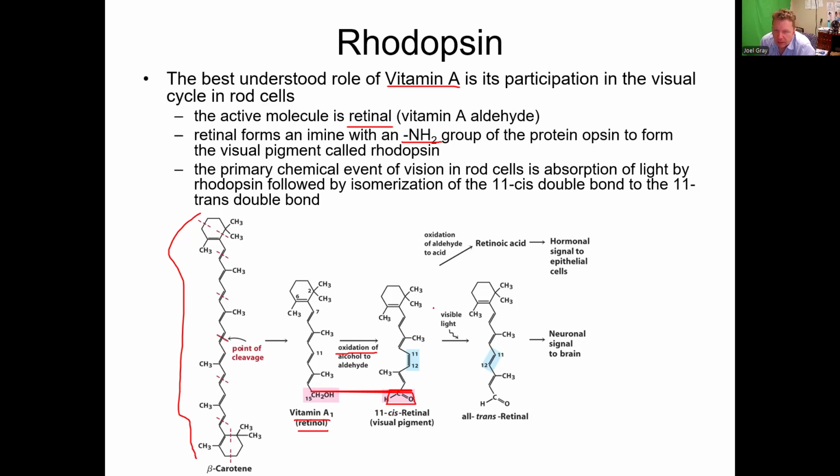Then what's going to happen is, under exposure to visible light, approximately 400 nanometers to 750 nanometers, you're going to form trans retinal. That trans retinal is going to be a neuronal signal to the brain, a way of detecting any sort of visible light. The presence of that trans retinal is going to be your signal to the brain that yes, there's visible light here.